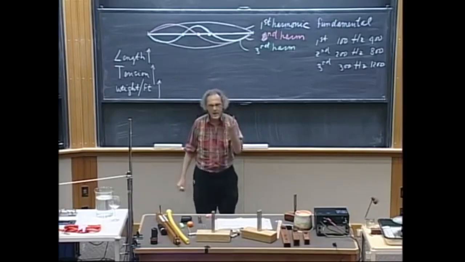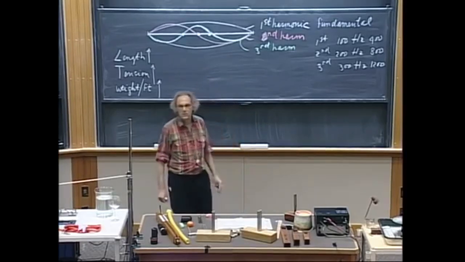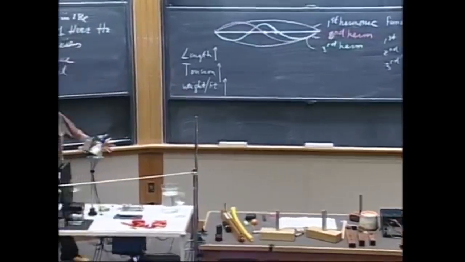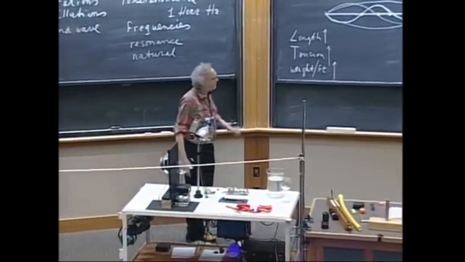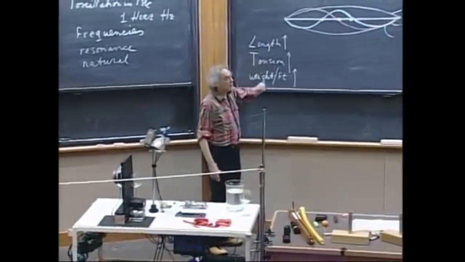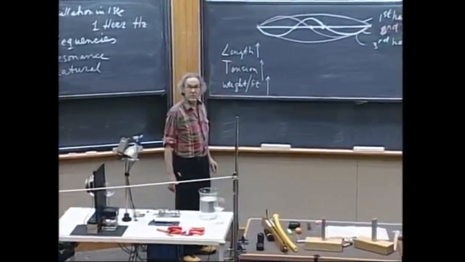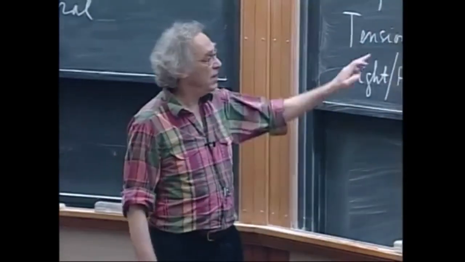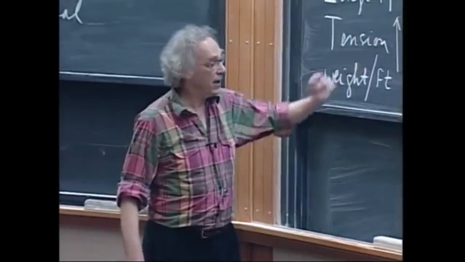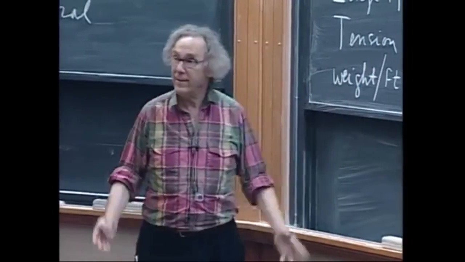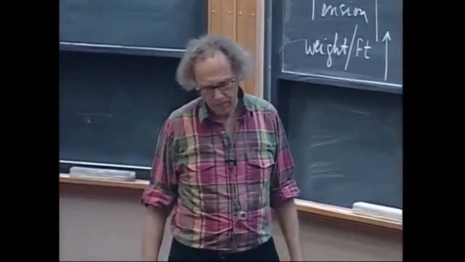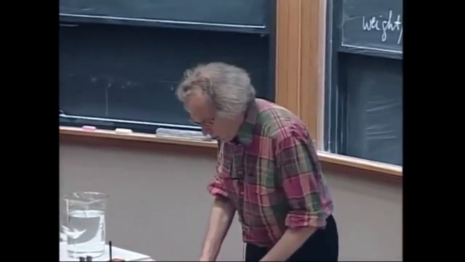So you have three ways, if you build an instrument and you want many, many tones to get out of it, like a piano, of getting your lowest frequency, your harmonic. String longer, get a lower frequency. You can make the tension lower, you get a lower frequency. You can make the weight per foot higher, you also get a lower frequency. And so you have a lot of room to play with.